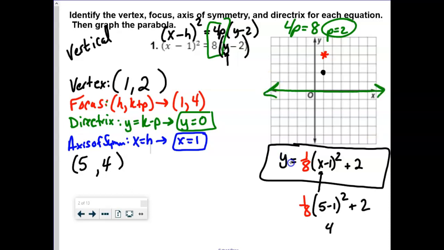The axis of symmetry is also a line. I don't really like to draw those as solid lines, though. I like to draw them as dashed lines, but it doesn't really matter. It's just a visual cue for me, because that's the symmetry line.